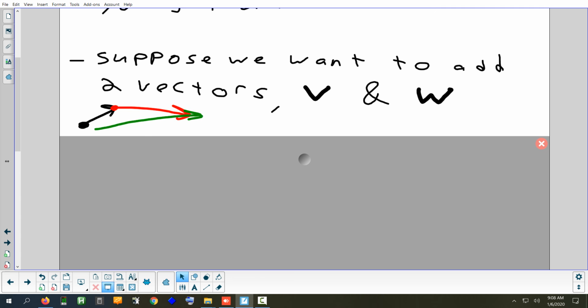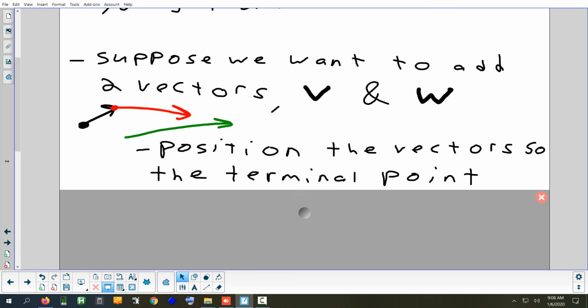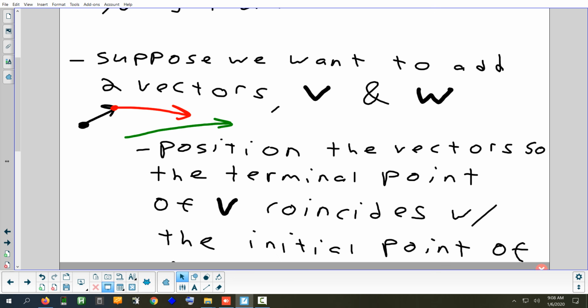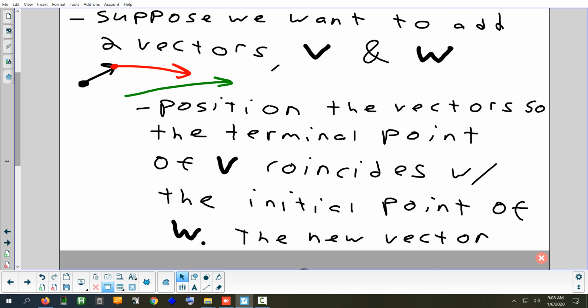What's in green? So the idea is you position the two vectors so that the ending point of one of them is right on top of the starting point of the other one. Okay? That's the red and the black. So position the vectors so that the ending point of the first one is right on top of the starting point of the second one. So that's your first step.